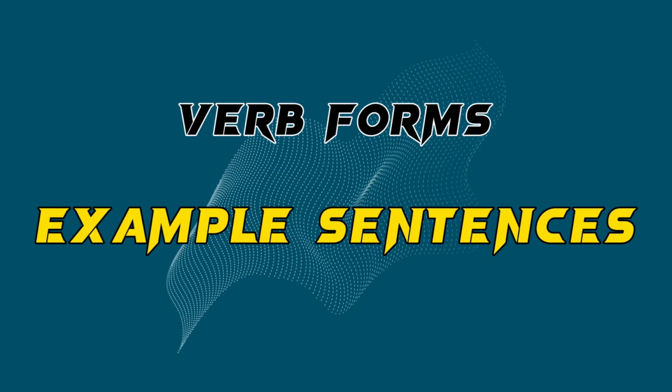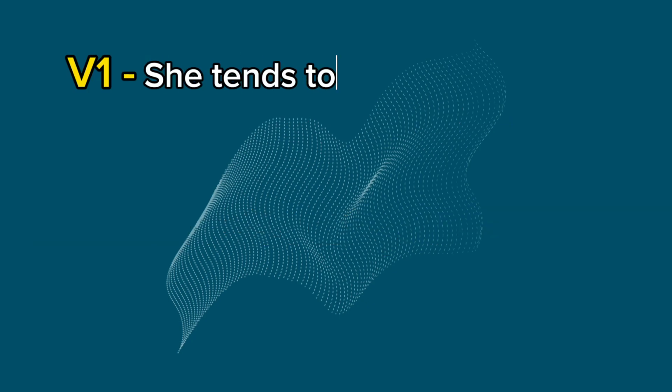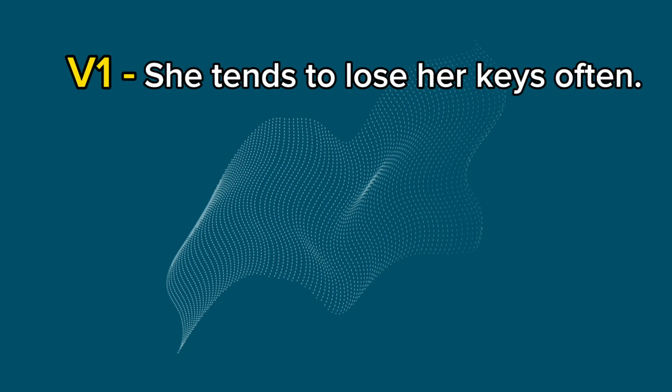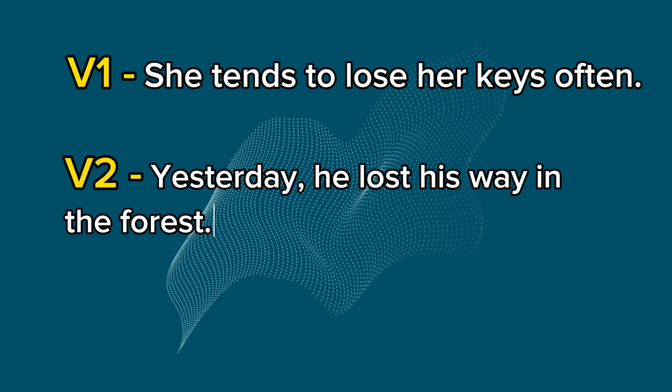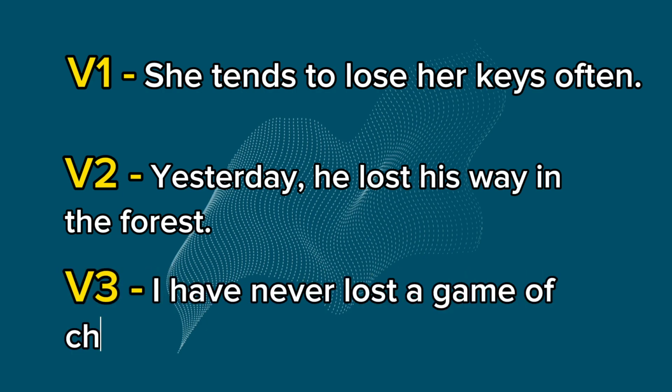Verb forms. Example sentences. V1: She tends to lose her keys often. V2: Yesterday, he lost his way in the forest. V3: I have never lost a game of chess to him.